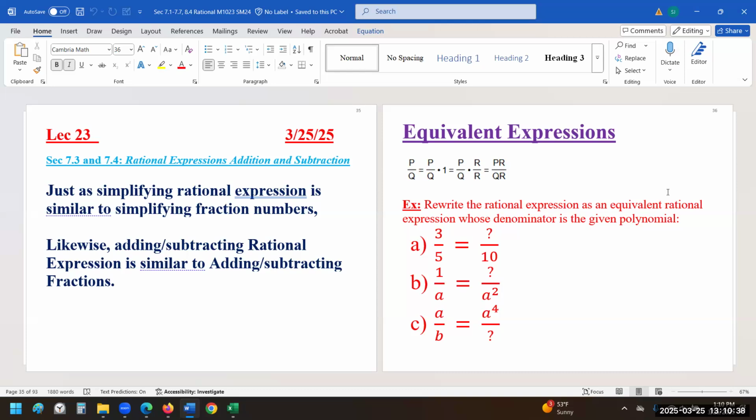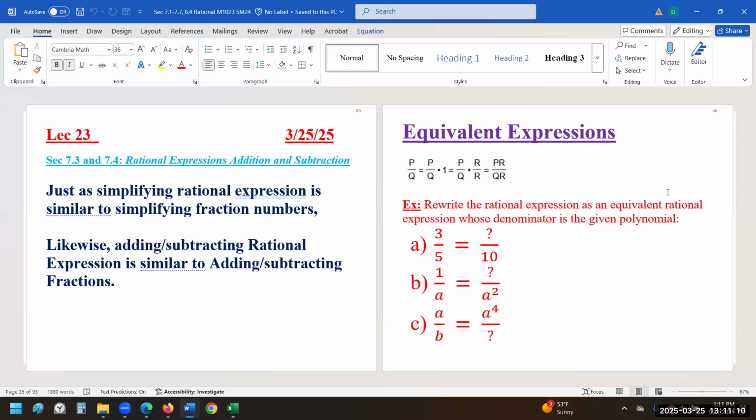So we did section 7.1, 7.2, where we learned about simplifying rational, finding domain of the rational, multiply and divide. 7.3. So today you're studying 7.3 and 4. It talks about addition and subtraction of rational, which is little bit more work than multiplication and division.